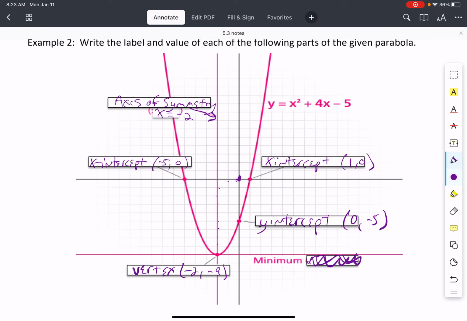Okay, let's just stop here for a second. Anyone have any questions so far? Before the equation, we don't need the equation yet. We're going to start learning how to relate the equations to the graphs on Thursday. Okay? Any other questions? Okay.